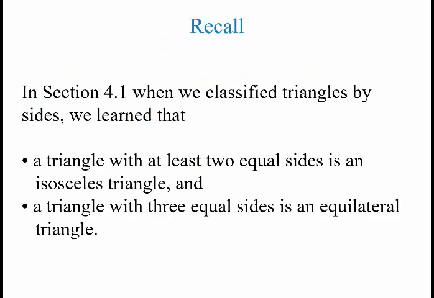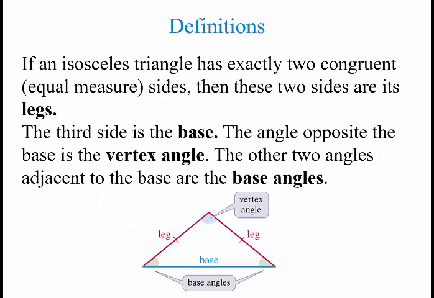All right, so just to recall, in section 4.1 we classified triangles by their sides. We learned that a triangle with at least two equal sides, so two of the sides of the triangle are congruent or equal, is called an isosceles triangle. And a triangle with three equal sides is what we call an equilateral triangle.